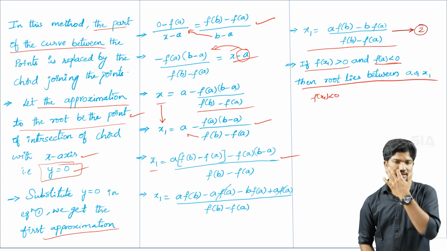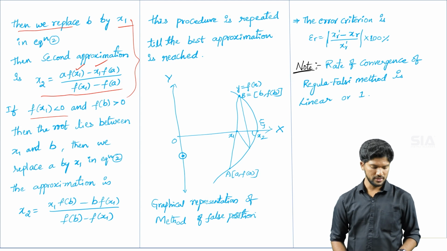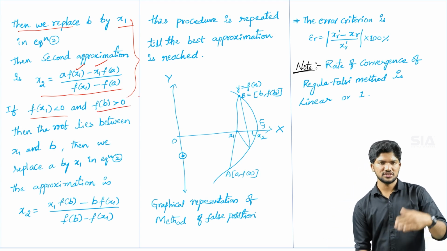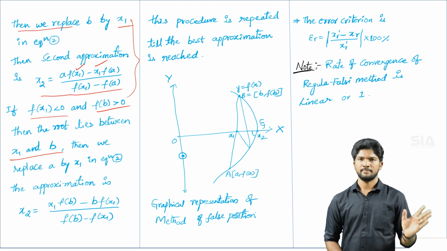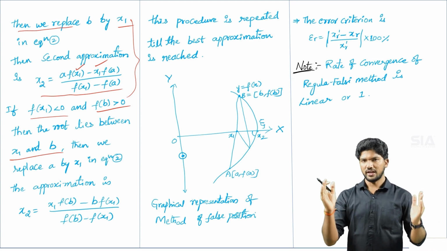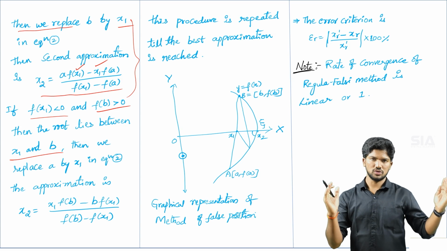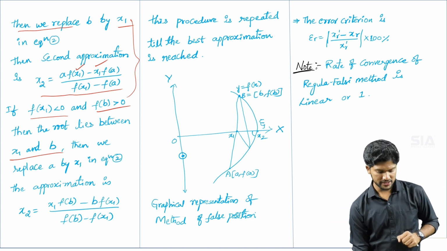If f of x1 is less than 0, then what is the condition? If f of x1 less than 0, then f of b greater than 0 on the previous law. So therefore the root lies in between x1 and b. ఎందుకు b and x1 రాయట్లేదంటే b is the boundary, a is the boundary for those two limits. Okay, so you have to write down the values in between them only. So therefore x1 and b.